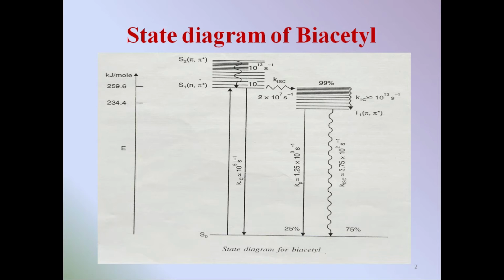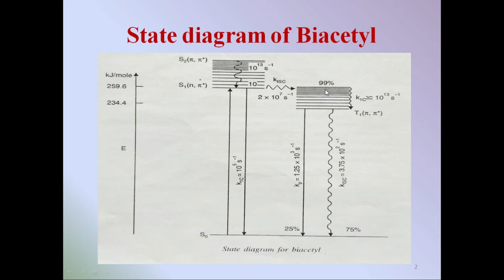Since this follows first order, the rate constant is inversely proportional to the half-life, and that is the reason why this rate constant value 1 into 10 raised to 5 per second is equal to 1 upon the half-life period of fluorescence, which is 1 upon tau F naught. As we discussed, just 1% of initially excited molecules undergo fluorescence, and the remaining 99% molecules get transferred to a triplet state.